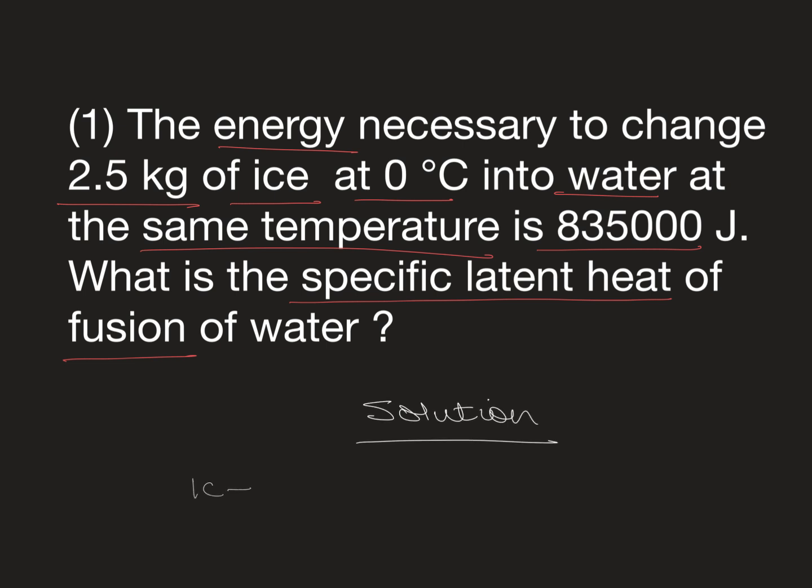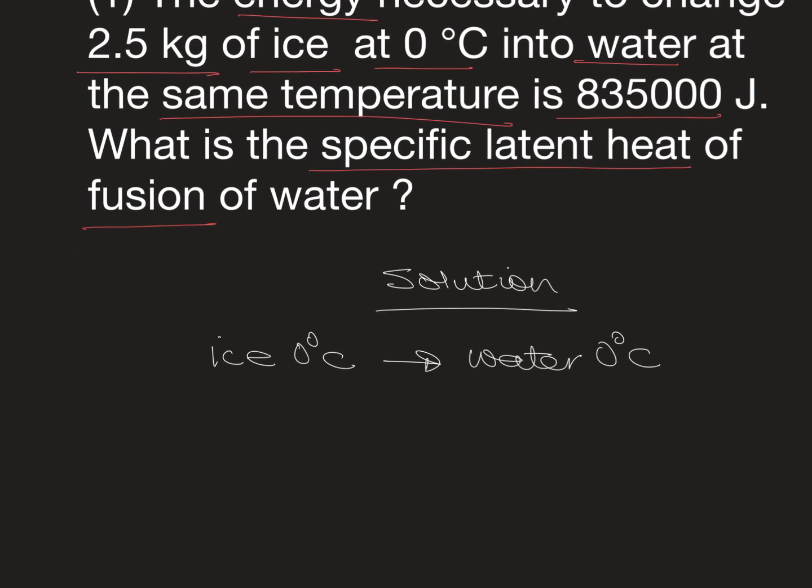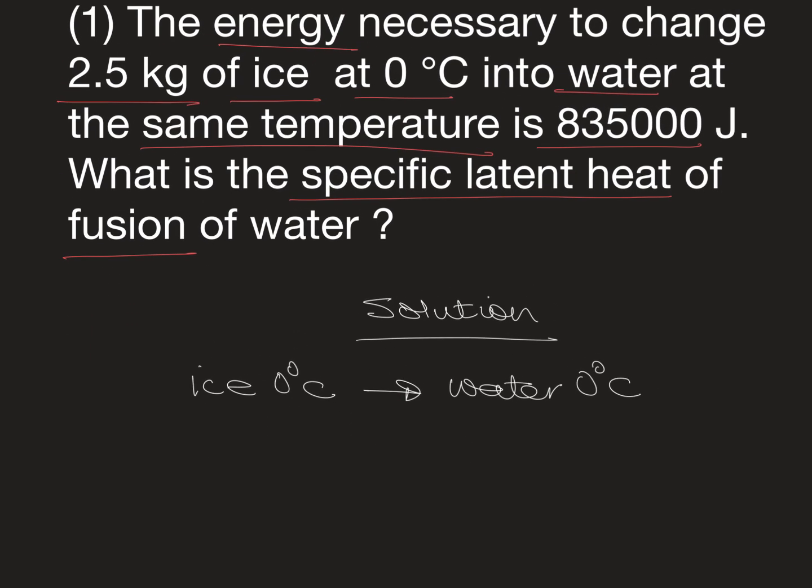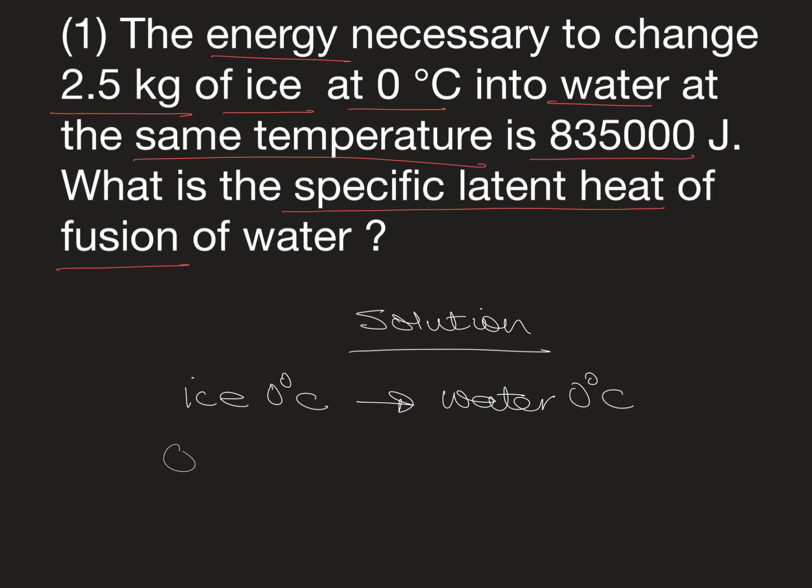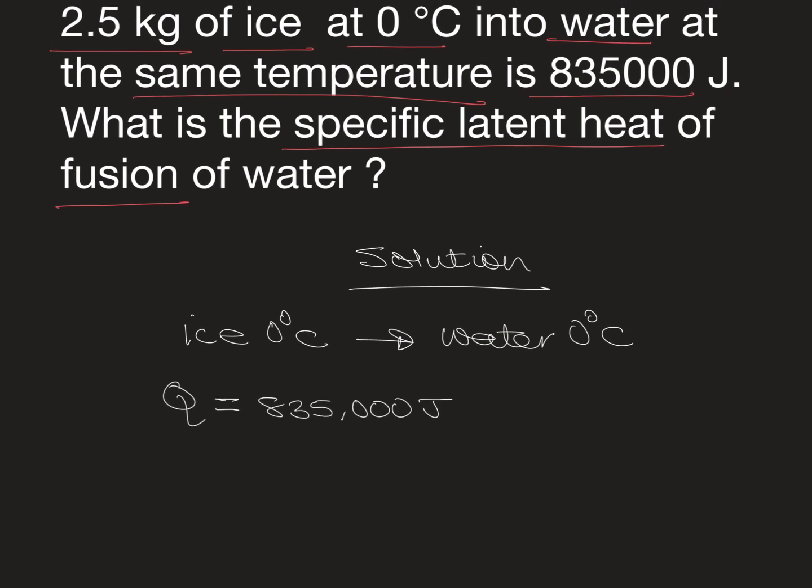We have ice at 0 degrees Celsius that is to be converted to water at the same temperature. So that is water at 0 degrees Celsius. The energy that is required, that is Q, is 835,000 joules. So we want to know the specific latent heat of fusion.